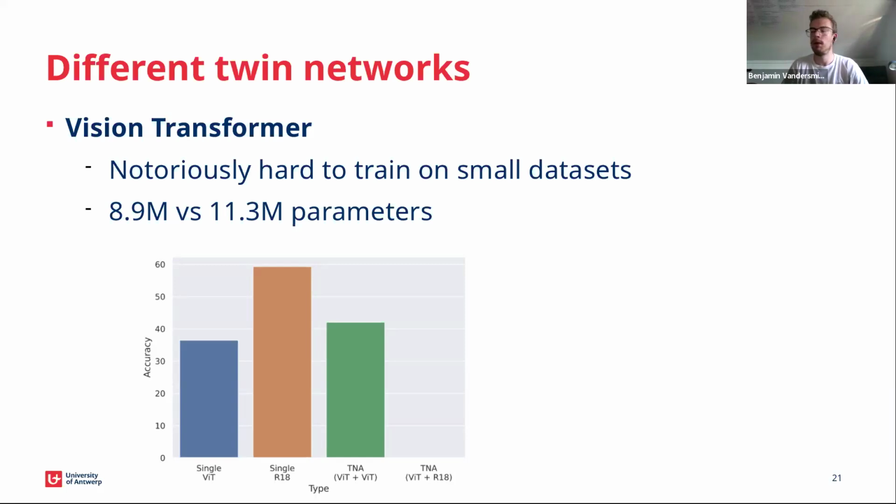But then we thought we could also increase it even more by using a ResNet 18 model rather than a vision transformer, because the ResNet 18 model gets better validation accuracy. And indeed, if we do that, we can see an increase compared to training a single vision transformer of roughly 10%. So while we cannot yet match the validation accuracy of training a single ResNet 18 from scratch, we get significantly better results than just training a vision transformer from scratch.